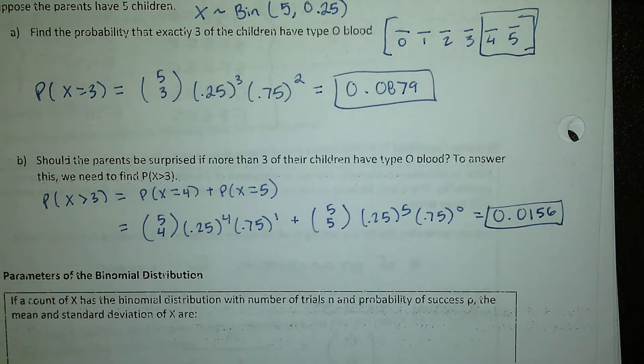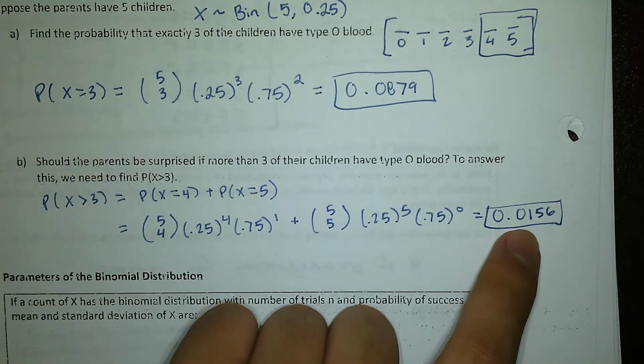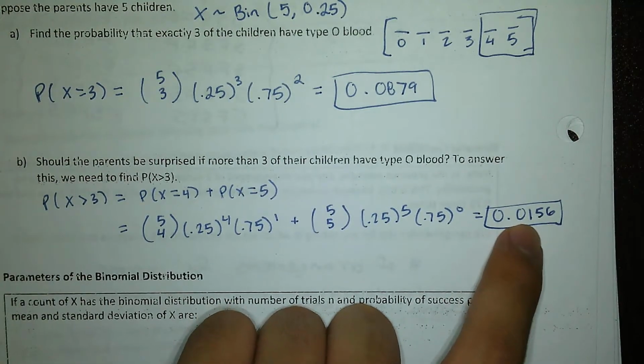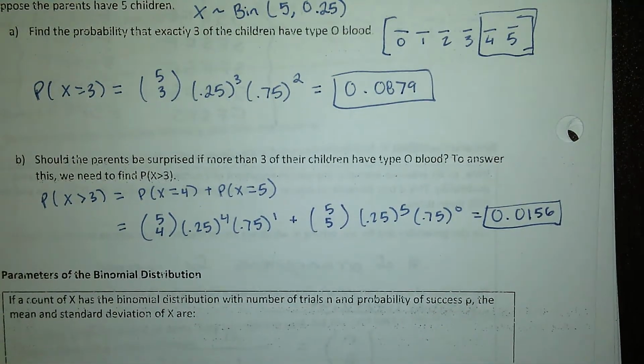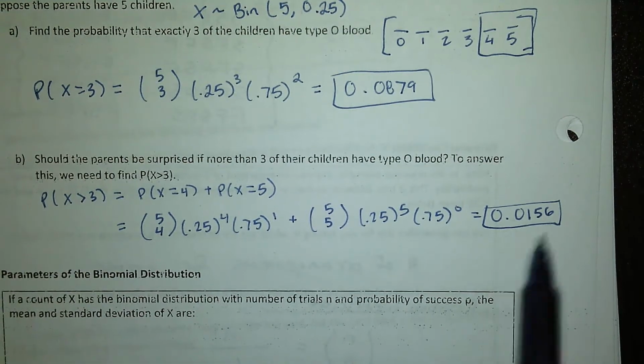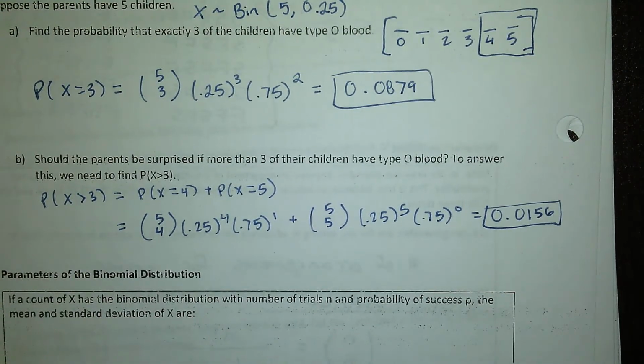Now, should we be surprised if more than 3 of their children have type O blood? I would say yes, because look at how small this percentage is. This is a 1.56% chance that more than 3 of their children will have type O blood. It's so rare that I would be surprised, because it's quite rare that this will happen. That means about 98% of the time this is not going to happen.